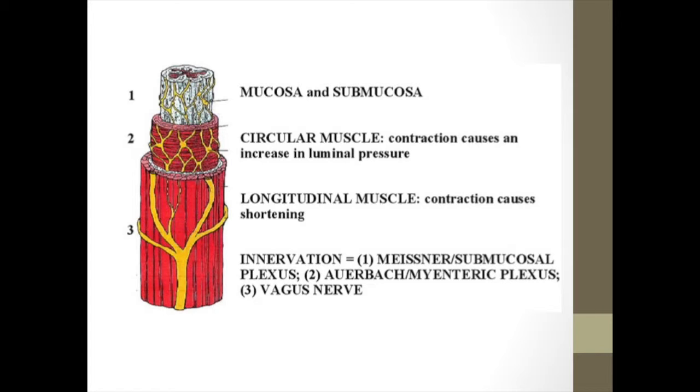As you can see in the schematic shown here, the circular muscle is the inner layer of muscle within the esophagus, while the longitudinal muscle wraps around the circular muscle on the outside surface of the esophagus. The longitudinal muscle contracts to cause shortening of the esophagus, while the circular muscle contracts, causing an increase in the pressure.